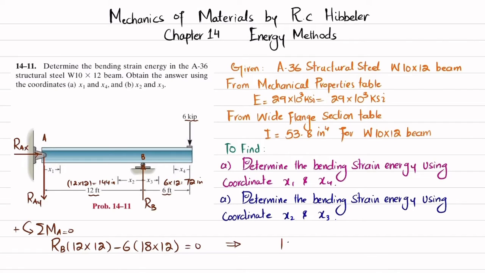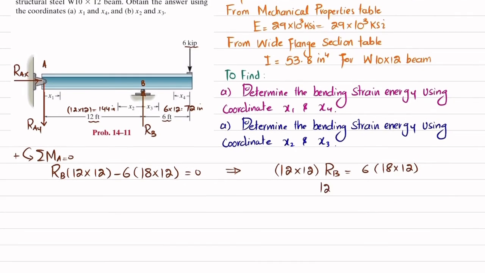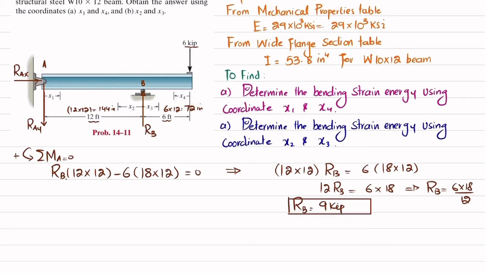So from here, 12 multiplied by 12 times RB is equal to 6 into 18 multiplied by 12. Okay, so 12 RB will be equal to 6 multiplied by 18. So from here, RB is equal to 6 multiplied by 18 divided by 12, and you will get RB equal to 9 kips. Clear? Okay. This will be RBY because this is the vertical component. So RBY is 9 kips.